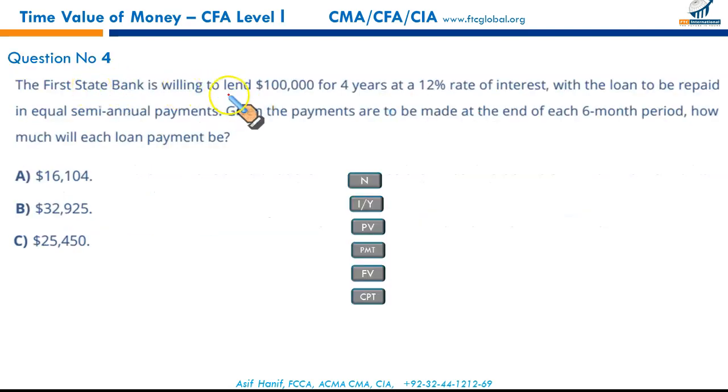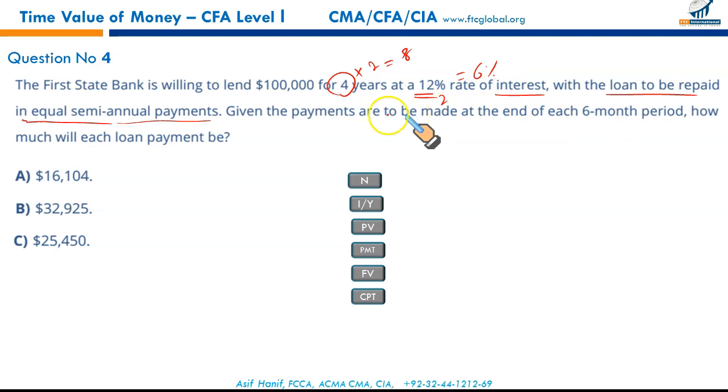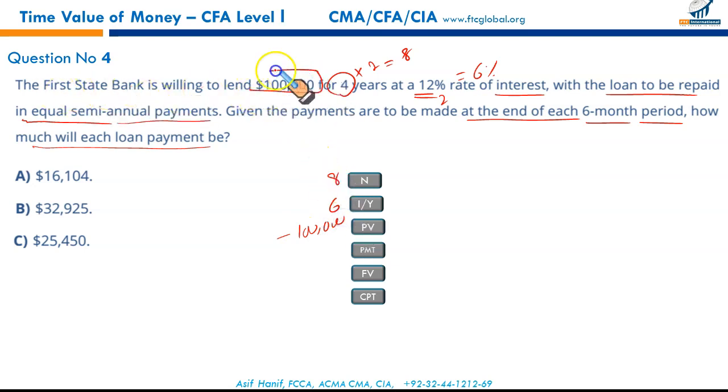The First State Bank is willing to lend $100,000 for 4 years at 12% rate of interest, with the loan to be repaid in semi-annual payments, which means 4 years must be converted into semi-annual payments, 8 payments. Interest must be divided by 2, that is 6%, that's important. And given the payments are to be made at the end of each 6 months, how much will each loan payment be? Now, the periods are 8, interest rate has been adjusted to 6, PV, the present value is $100,000, because this is the loan amount that you will receive now.